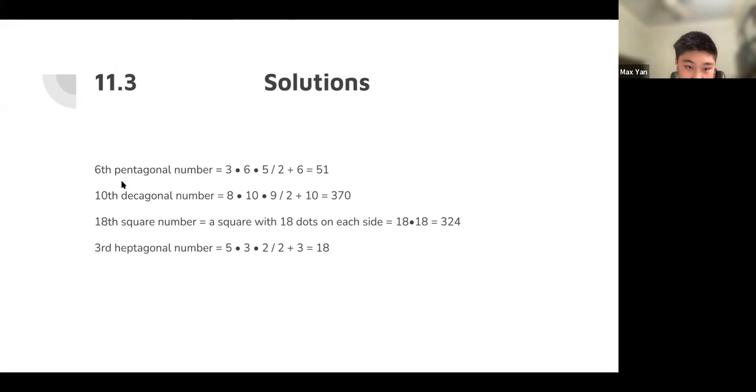Okay. The sixth pentagonal number is 51. 10th decagonal number is 370. 18th square number, if you use the geometric interpretation, you know that it means that it has 18 dots on each of its sides, which means that it has 18 times 18, which is 324 dots. You could also use the formula, but I think this one's easier. And then you can go on to the third heptagonal number, which is just 18.